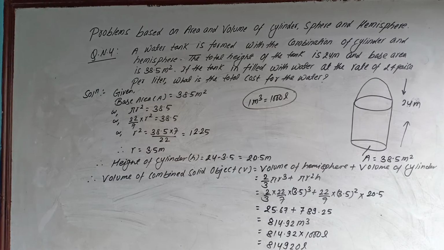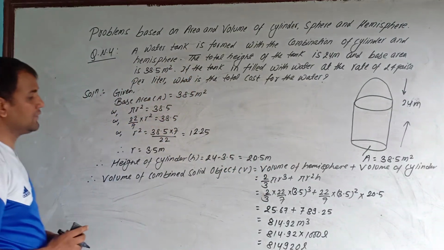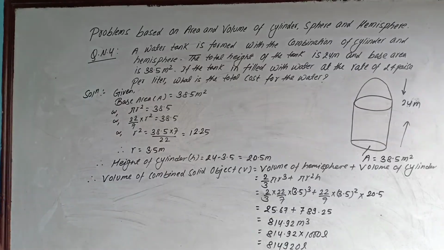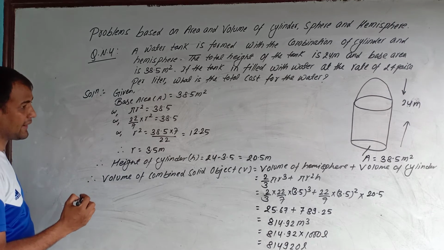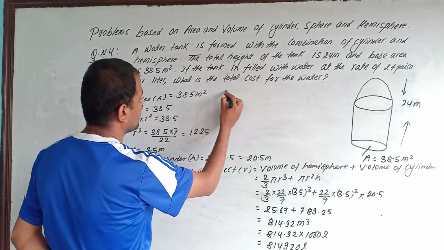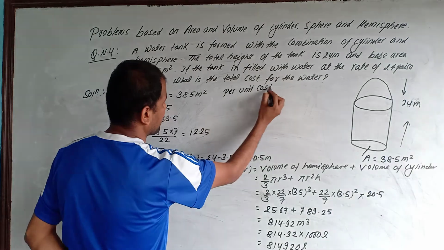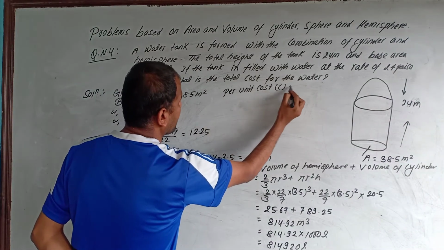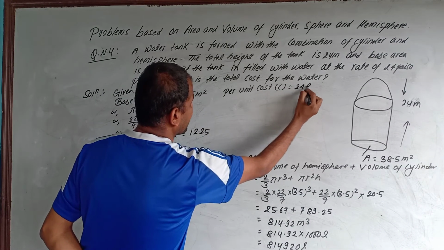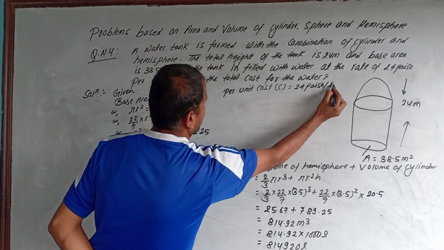And here it is given that the unit cost of the water is 24 paisa. Here it is given that for unit cost, C is equal to 24 paisa per liter.